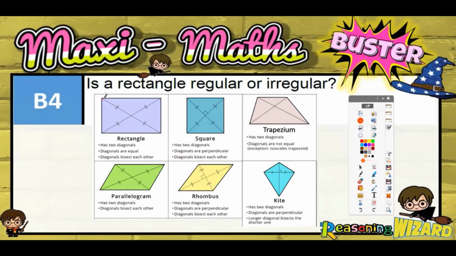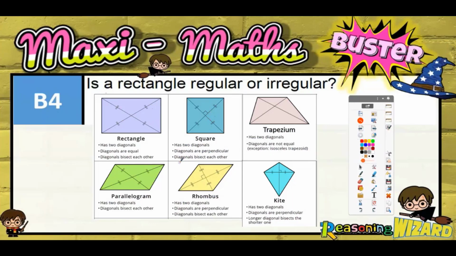The diagonals are when you join opposite corners, and it's telling you if the diagonals are equal length. So like in a rectangle, they're equal, but in a kite, they're not actually equal. And in a trapezium, they're not equal either. But this question is about regular or irregular.